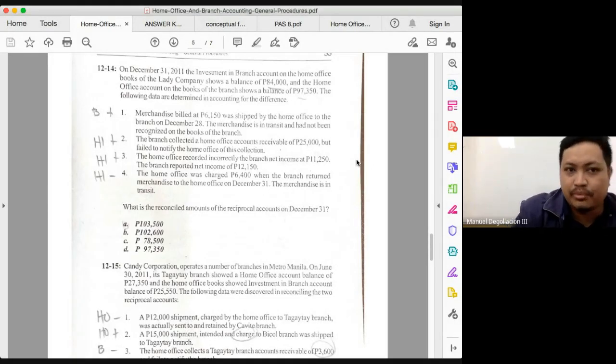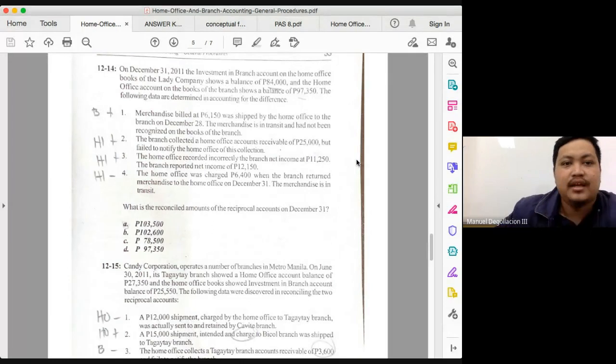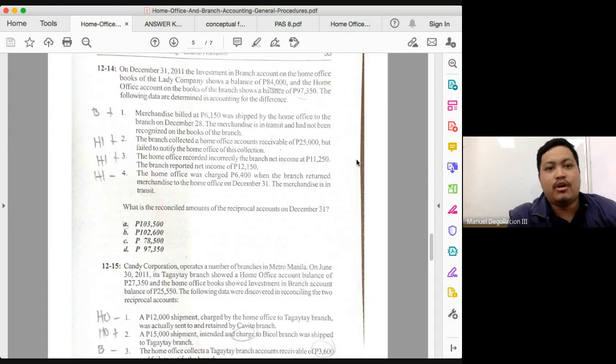We will continue with problem 14. On December 31, the investment in branch account has a balance of 84,000. We have the same amount. And the home office account on the books of the branch shows a balance of 97,350. And the question here is, what is the reconciled amounts of the reciprocal accounts on December 31?